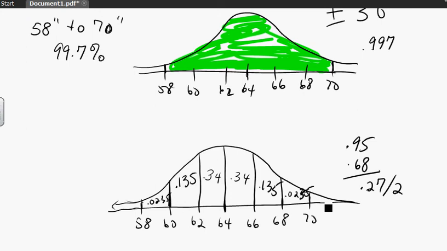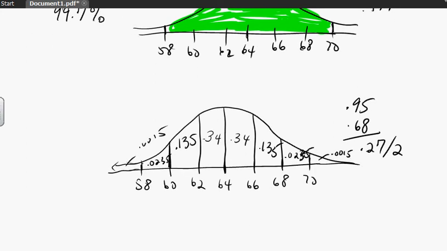Now, how much is left in these outside? They're called tails. So it's 0.997 to go from 58 to 60. So subtract that from 1 divided by 2 to get what goes in the outsides here. 0.0015. Okay.